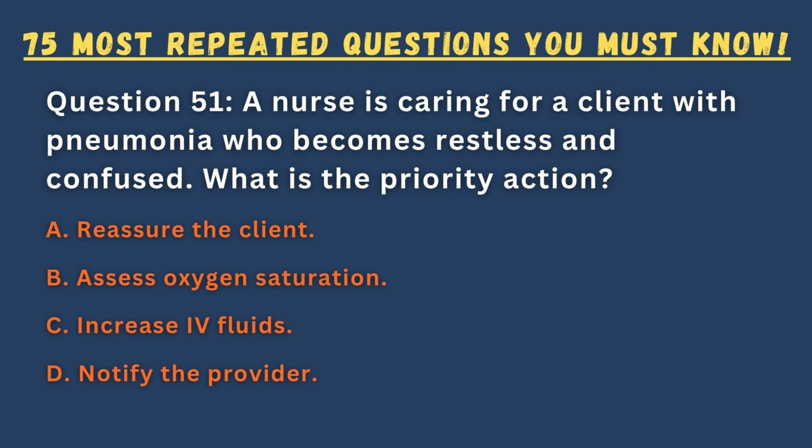Question 51. A nurse is caring for a client with pneumonia who becomes restless and confused. What is the priority action? A. Reassure the client. B. Assess oxygen saturation. C. Increase IV fluids. D. Notify the provider.